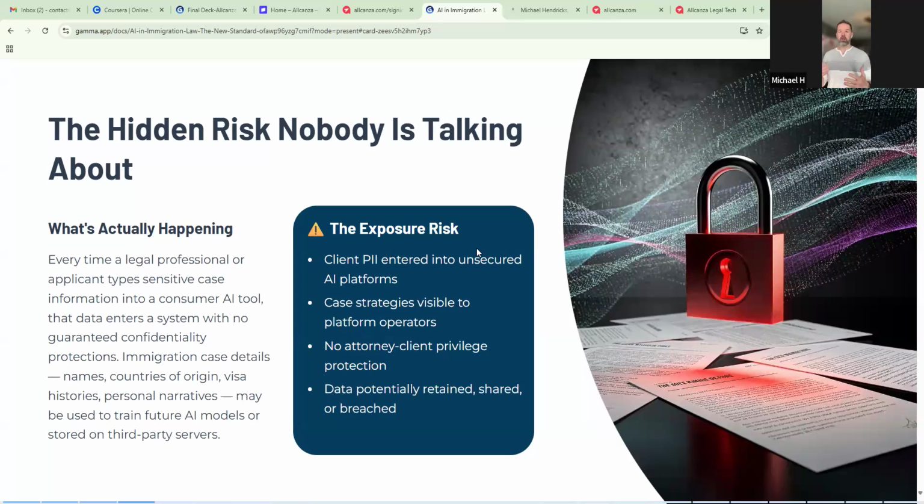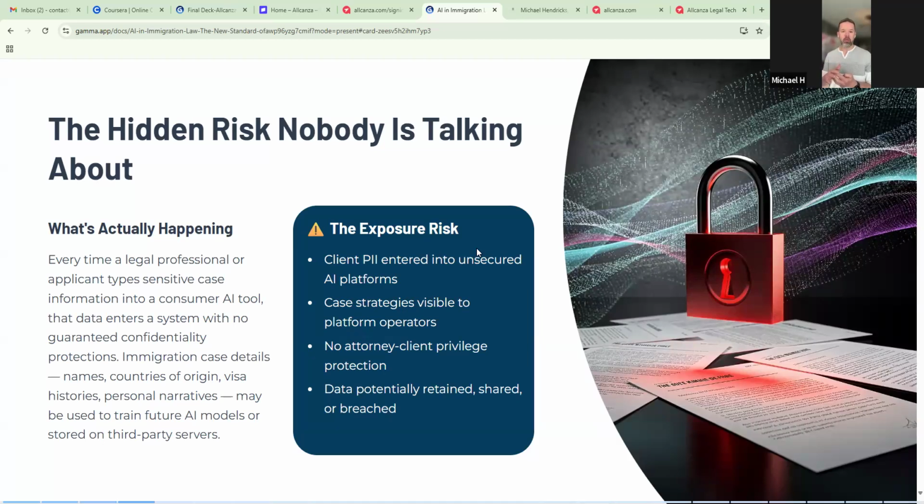So names, country of origin, visa history, personal narratives, they're all partially used to train the AI models and stored on third-party servers, which, by the way, led Texas this last year to passing their own AI Act, which said you can use AI for the practice of law. However, the AI must have certain requirements built in, including having a server that is in the US and encrypted.